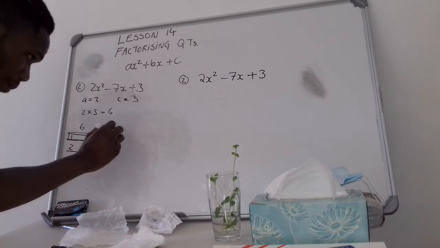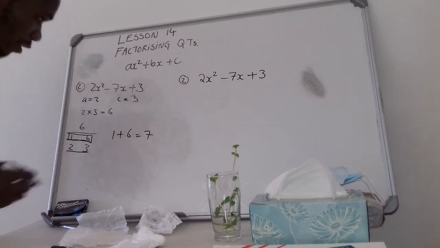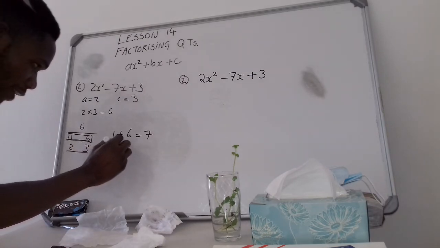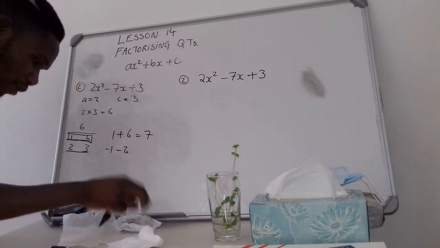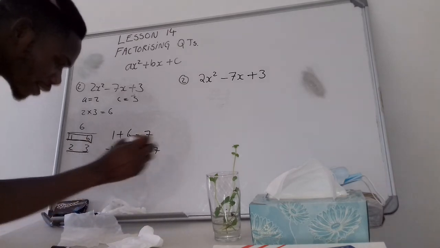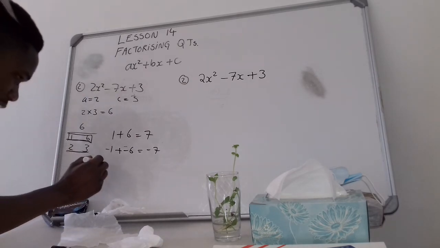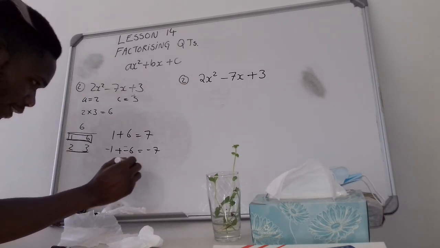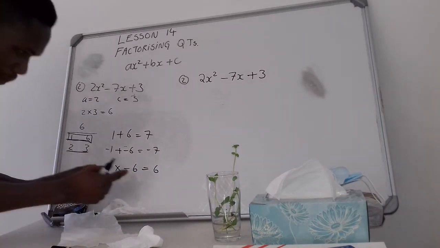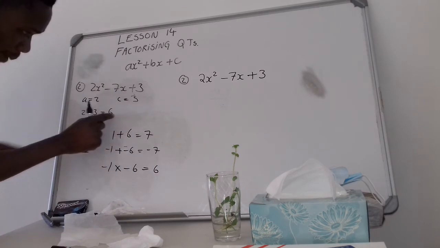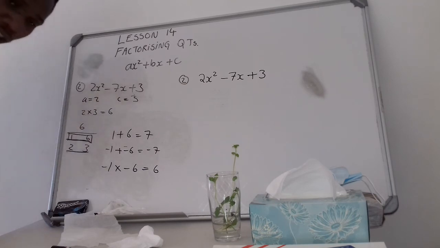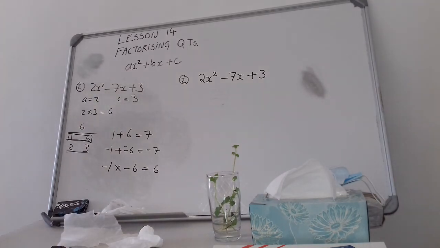Just look at this. 1 plus 6 will give us a 7. But remember, it's a negative, so it's going to be minus 1 minus 6, which will give us minus 7. And if I say negative 1 times negative 6, I should get positive 6. So the numbers, if you multiply them, should give you the number that you got here, which is positive 6, but if you add them up, they should give you the coefficient of x.